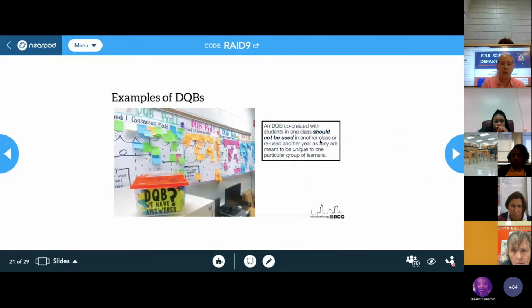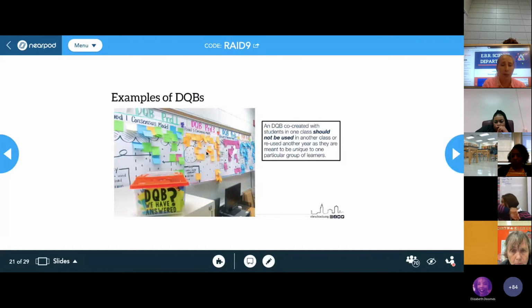And the last thing we're going to go over is the discussion question boards, the DQBs. These became introduced when Inquiry Hub became introduced. This is also something co-created with students. And the same rule that applies with anchor charts applies with DQBs. What you use in one class, you do not use in another class. They're unique to a particular group of learners.